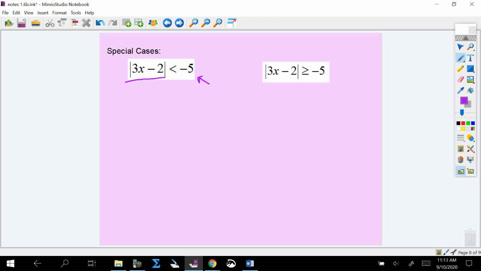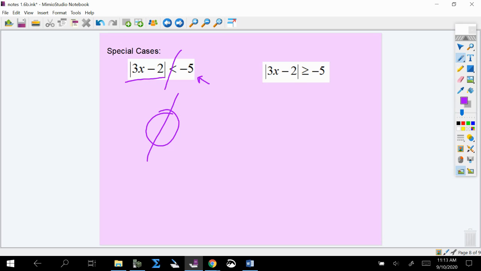It's not possible. If you're trying to figure out what number could I put in to get an absolute value that's smaller than negative 5, well, what I know about absolute value is it's got to be positive when I finish it. Once I put a number in and multiply and subtract, when I take the absolute value, I am going to get something positive. It will never be less than a negative. So this one has no solution. You cannot have a less than a negative and have that be true with absolute value.